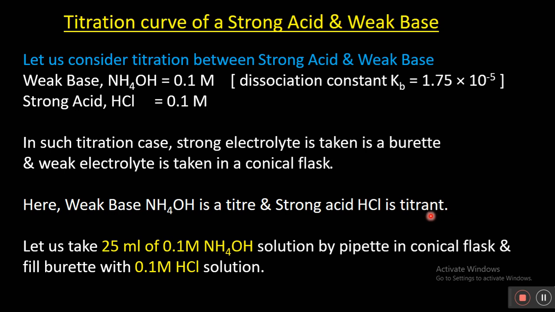Titrant is the solution which is filled in the burette, which is used to titrate against another solution. Titer is the solution whose concentration is to be determined, and this is present in the conical flask. Now, let us consider 25 ml of 0.1 molar ammonium hydroxide solution. Let us take this solution by pipette in a conical flask and fill the burette with 0.1 molar HCl solution.